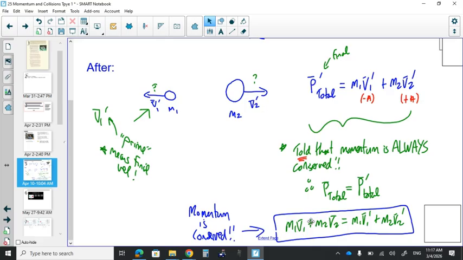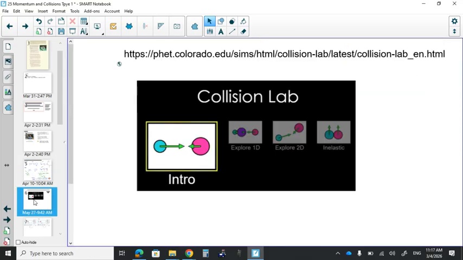The m1v1 plus m2v2, in other words, the total momentum at the start. And you could have as many objects as you want, m3, v3, m4, v4, and so on. So initial momentum equals final momentum. Okay, so it's kind of a tongue twister, but m1v1 plus m2v2 equals m1v1 prime plus m2v2 prime. And again, that's a guaranteed thing. That's always true. So let's look at a simulation of this.